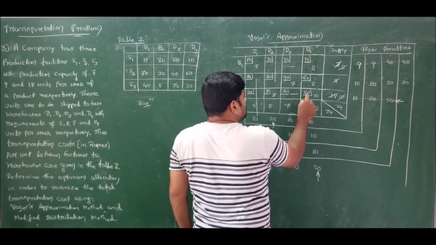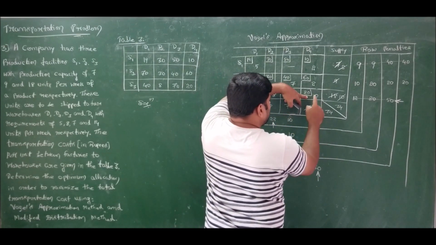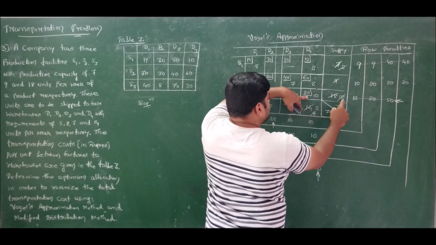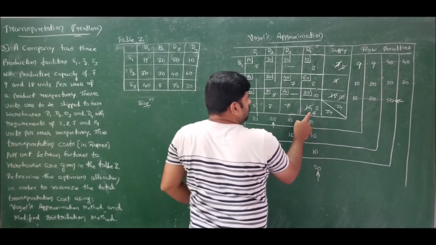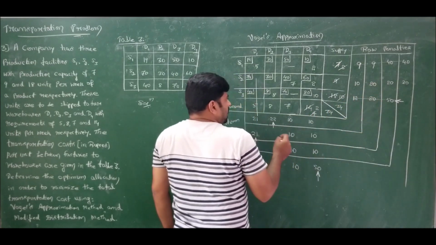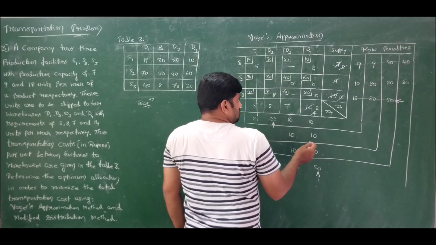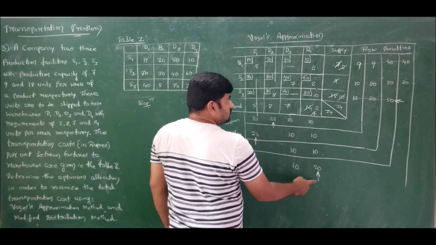Among these 2 the least is 20. So therefore this is the key cell. For the key cell we have the allocation as 14 and 10. So 10 is minimum, I allocated 10, remaining is 4. Next I calculated the penalty and I found that the highest penalty is 50.